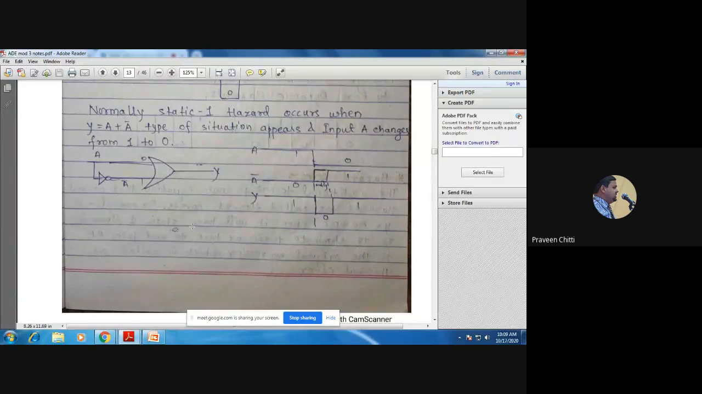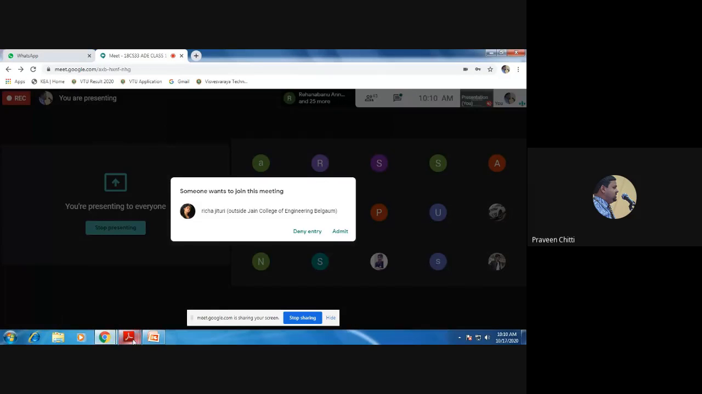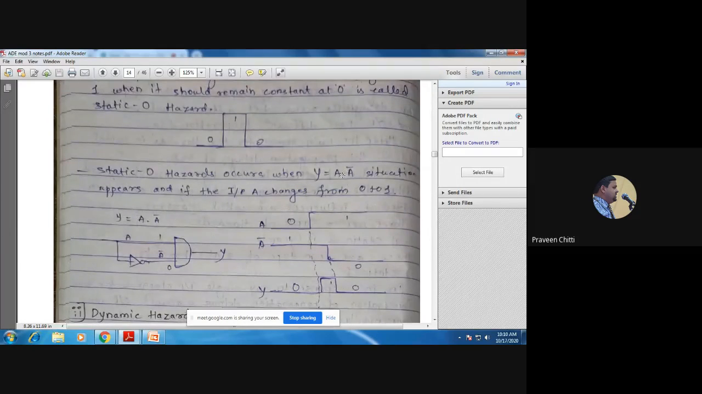Have you understood the previous one, static 1 hazard? Yes, sir. Then can you tell me in which kind of circuits static 0 hazard occurs? Static 1 hazard occurs in the circuit of type y equal to a plus a bar, whereas static 0 hazard will occur in a circuit of type y equal to a dot a bar.